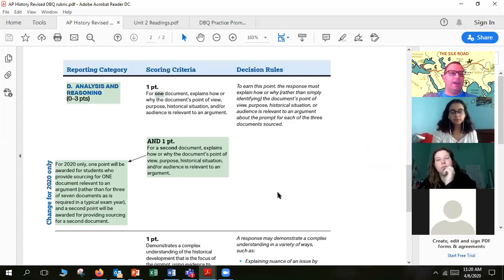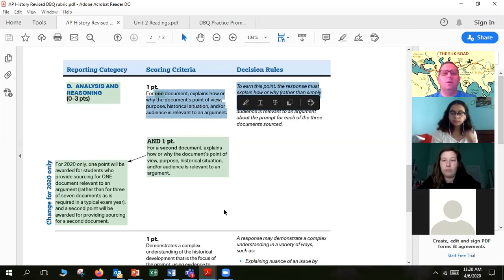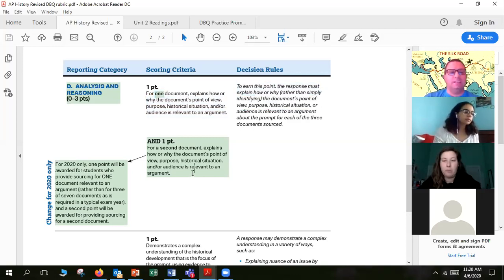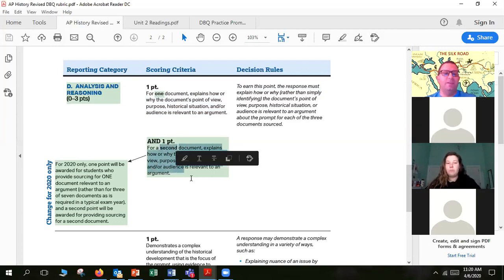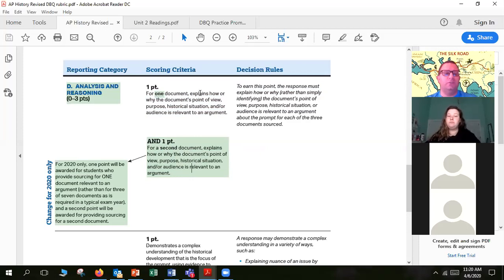This is the sourcing category. So this is sourcing and point of view. You get 1 point for sourcing 1 document, 1 point for sourcing a second document. This is similar to, in a regular year, on the regular rubric, you used to get a point for sourcing 1 of the documents, and then a second point for sourcing 3 out of the 7. Instead of 3 out of 7, it's 2 out of 5. So you get 2 points for sourcing 2 documents.